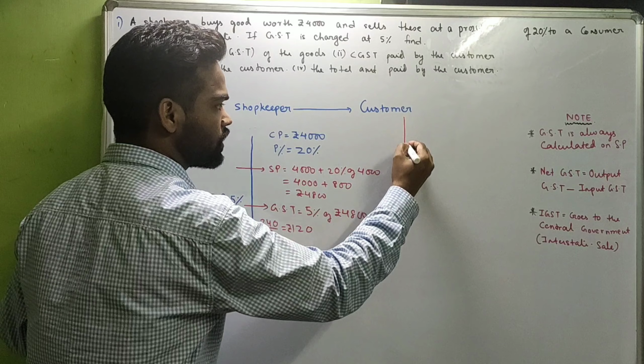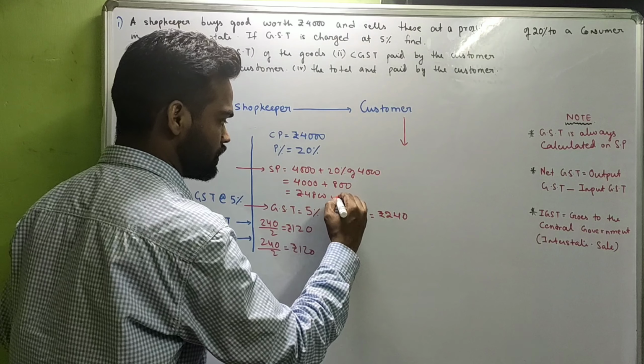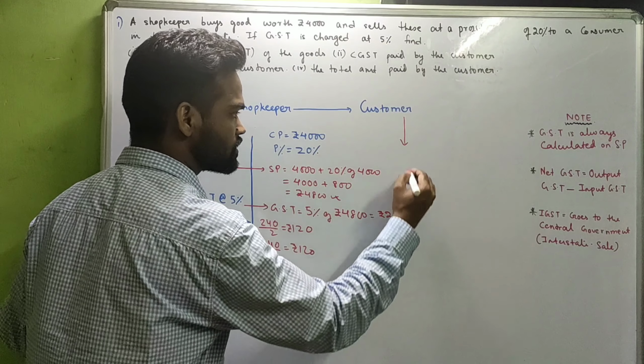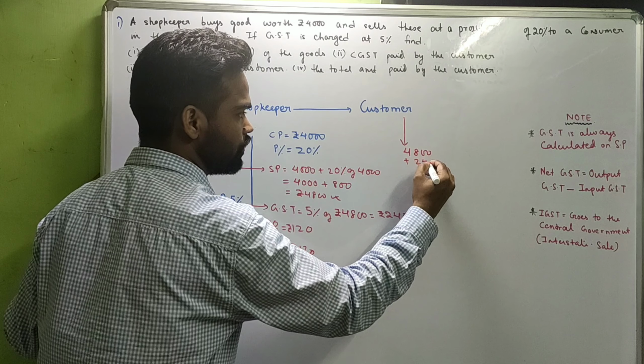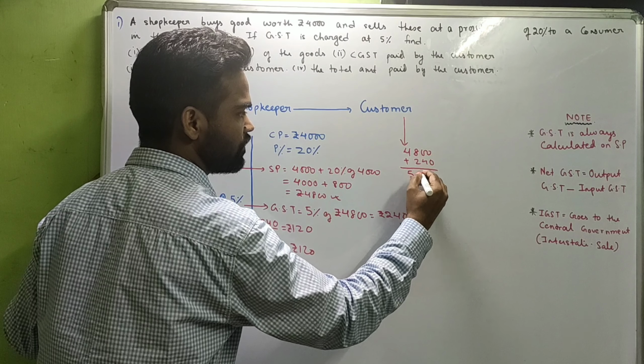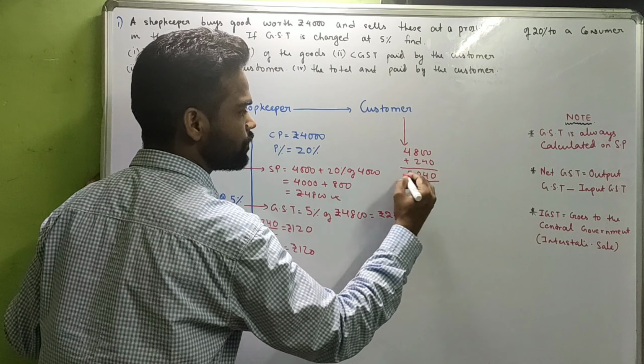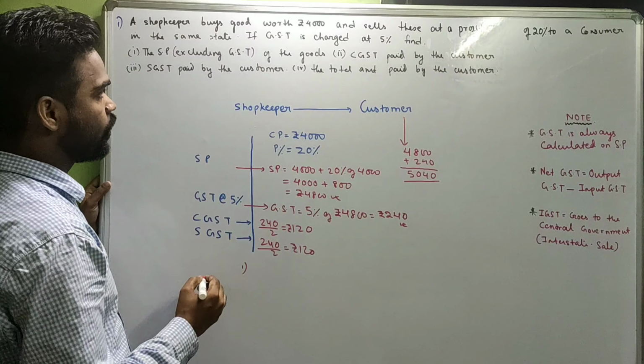And what amount does the customer pay? The customer pays this plus the tax. So the customer pays 4800 plus 240. That's 5040. Am I clear? Now look at what they have asked.